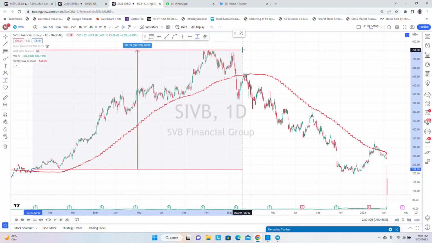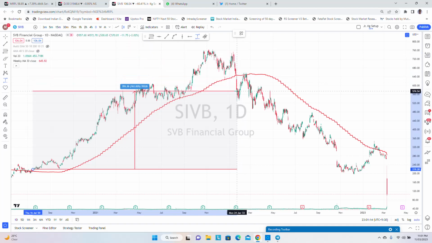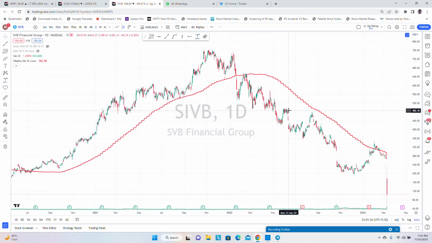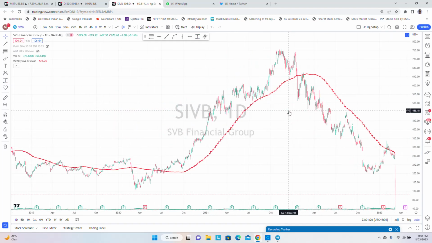But say, okay, if somebody is not able to understand or read the chart, and he just followed this 30 moving average and exited here on this candle once it closed below the 30 moving average, so still he is at 166% returns. So this is how, guys, the 30-week moving average works fantastically to study the stage analysis and accumulation and distribution of any stock.